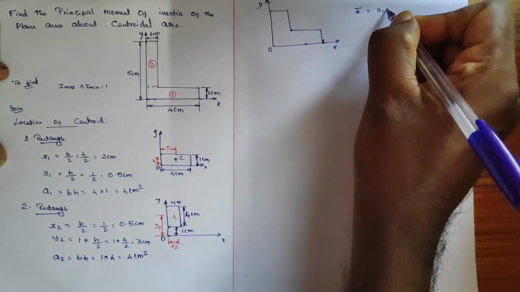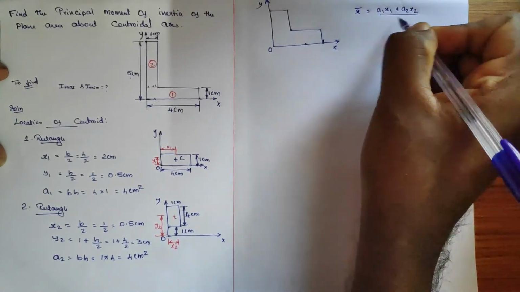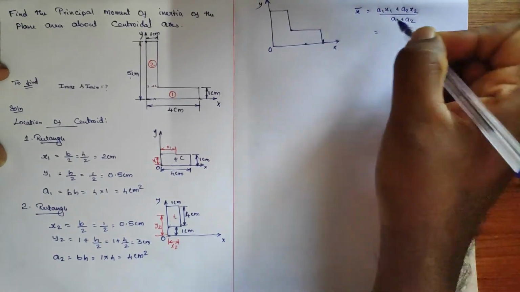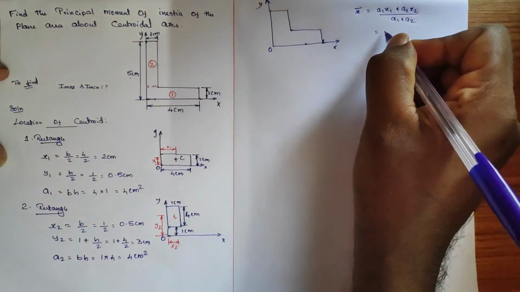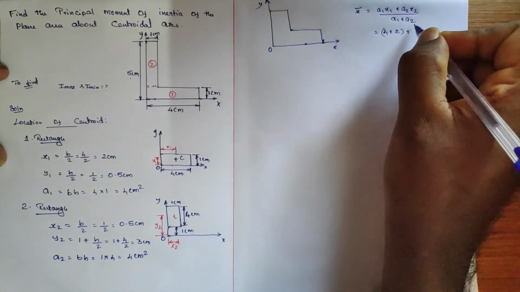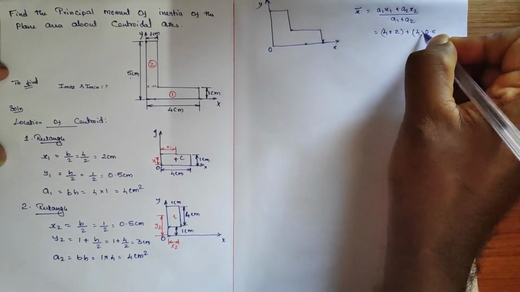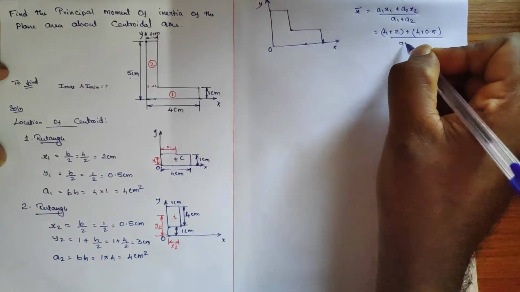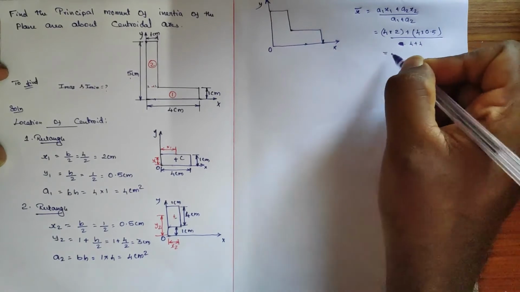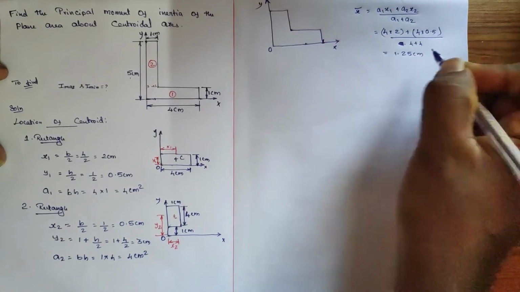So A1 X1 plus A2 X2 divided by total area, so A1 plus A2. What would be the answer here? A1 is 4, X1 is 2, plus A2 is 4 and X2 is 0.5, divided by A1 plus A2. So 4 plus 4, here we get the answer as X bar is equal to 1.25 centimeter.